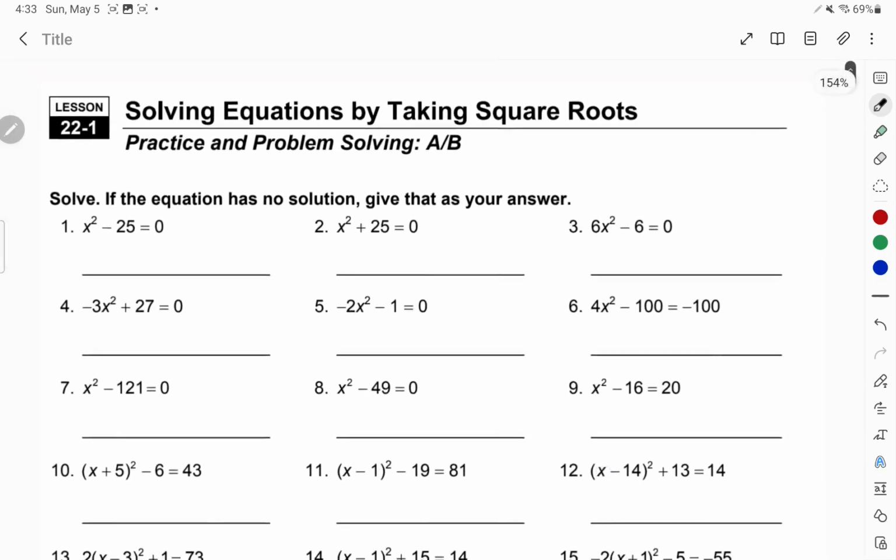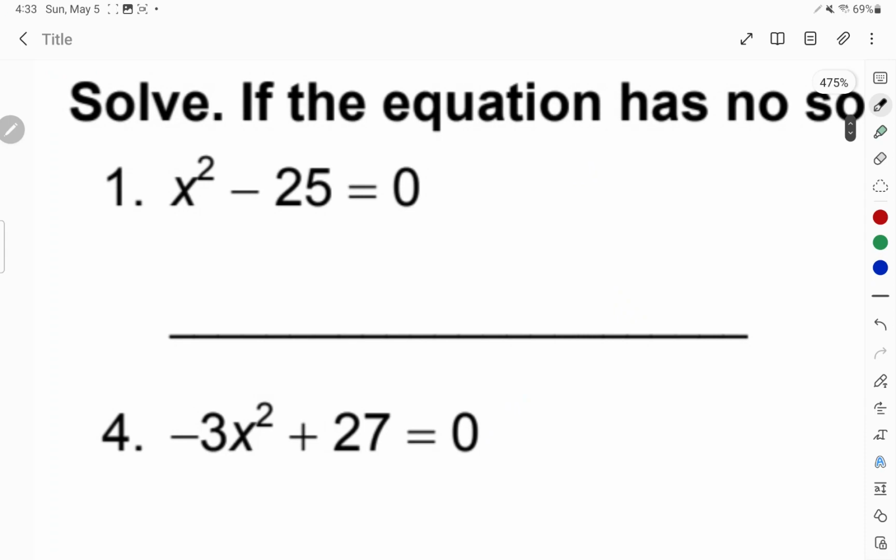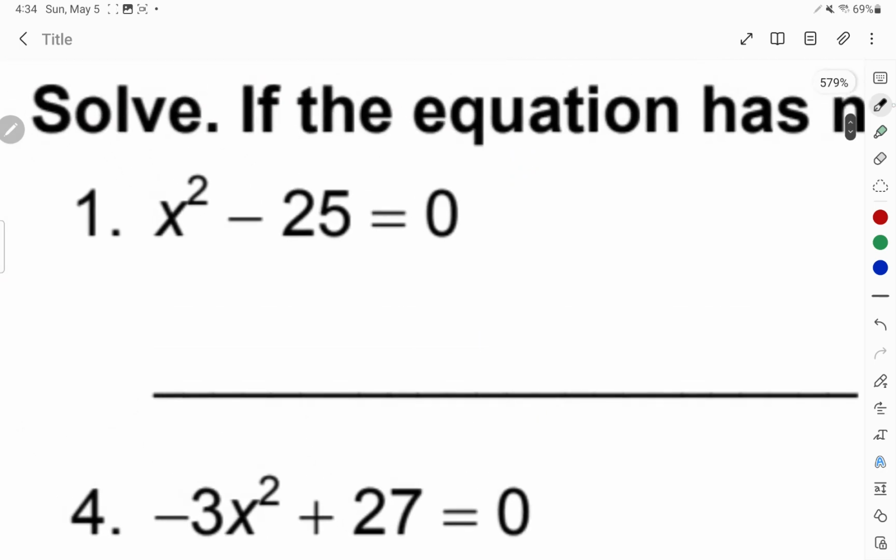So whenever you're trying to solve by taking the square root of both sides, the main thing that you always want to do is isolate, leave alone, the x squared or the parentheses. In this problem, what I need to leave alone is the x squared, so that's what I'm going to start with. Pretty easy. First thing you have to do is put your line on the equal sign, and you're going to move everything to the right.